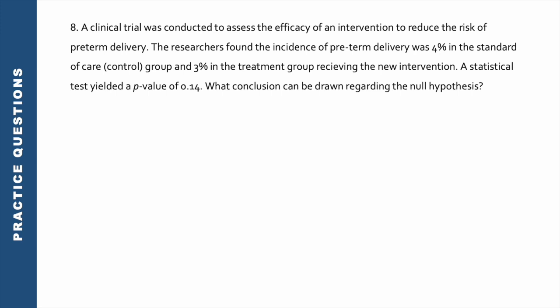The researchers found the incidence of preterm delivery was 4% in the standard of care or control group and 3% in the treatment group receiving the new intervention. A statistical test yielded a p-value of 0.14. What conclusion can be drawn regarding the null hypothesis?